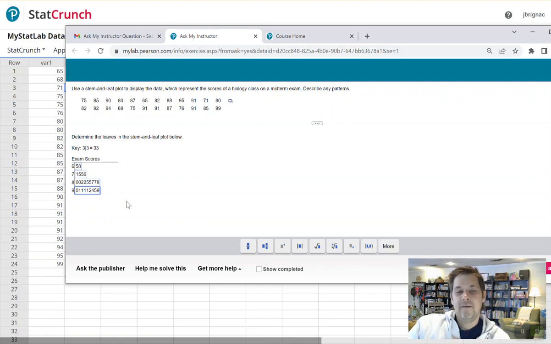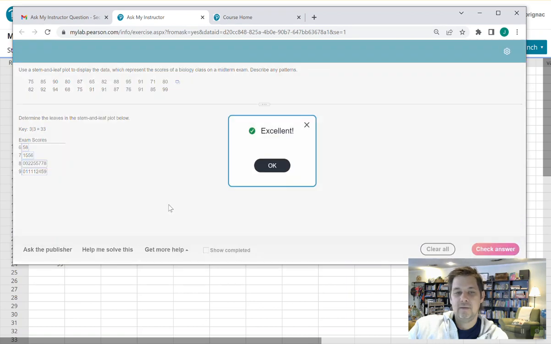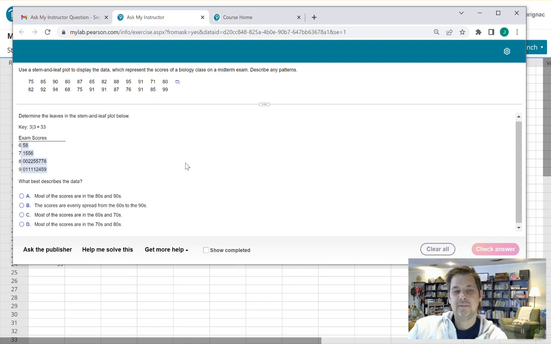And then I could go through them and see them in ascending order if I read the table the way that I described to you. I can see that the low score is 65 all the way up to the high score of 99. I can see all that stuff far easier than I could if it's unorganized the way it was given to me initially. So there's my stem and leaf plot. I checked it and it's correct. So that's how you make a stem and leaf plot.